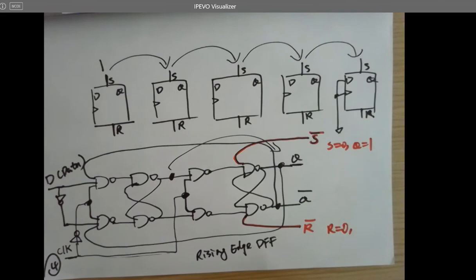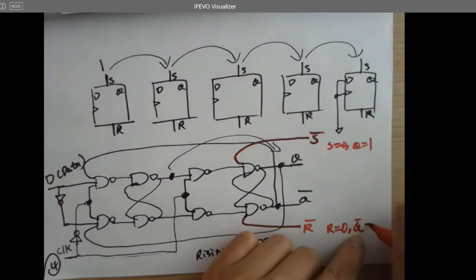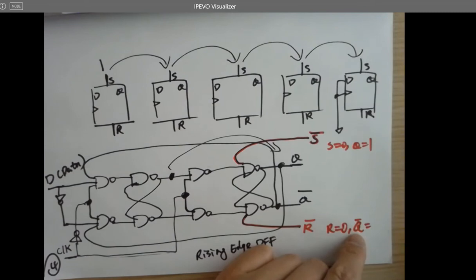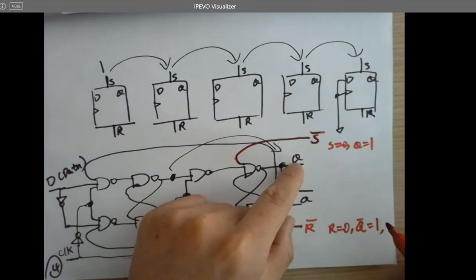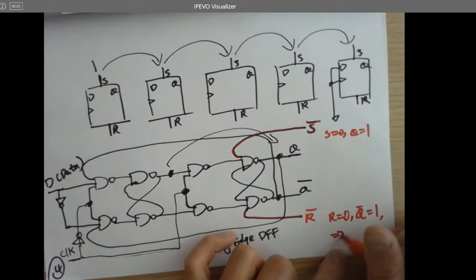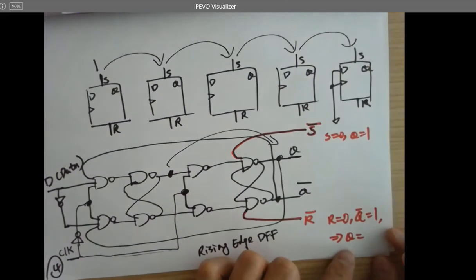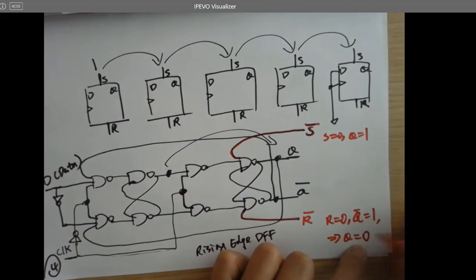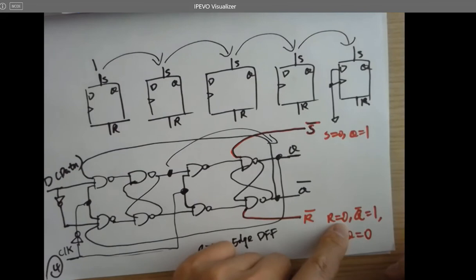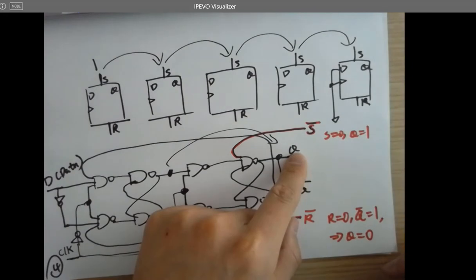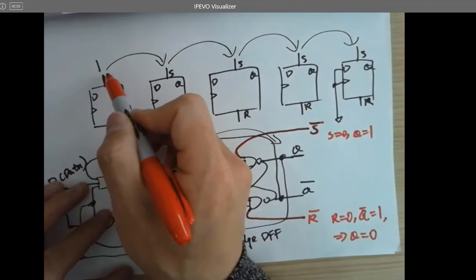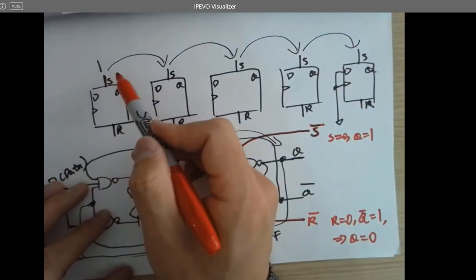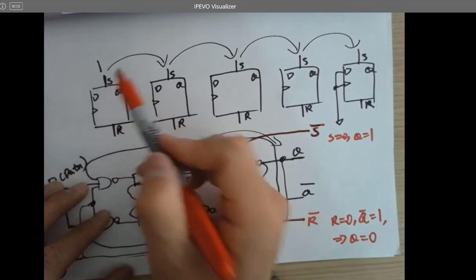If R is 0, Q bar will be 1, because it's being forced to be inverted here to the latch. So Q will be 0. So when R is 0, Q is being reset. That's why when you see a bar here, I didn't draw a bar here. If I draw S bar, you know that you need a 0 or 1 to set it.